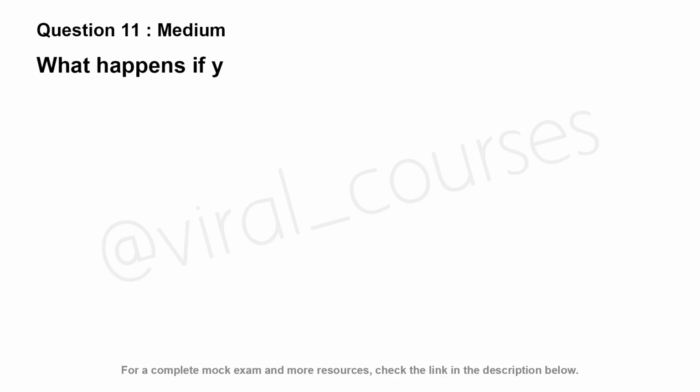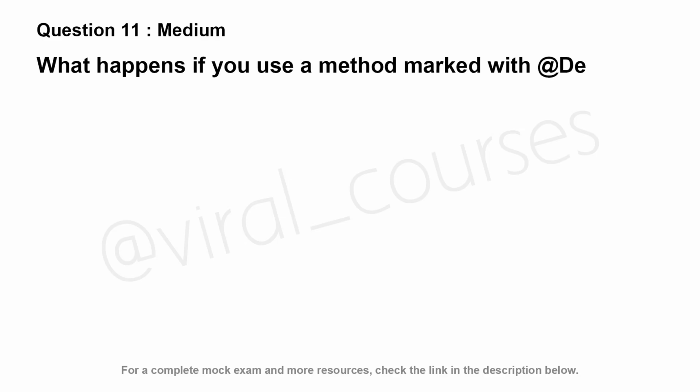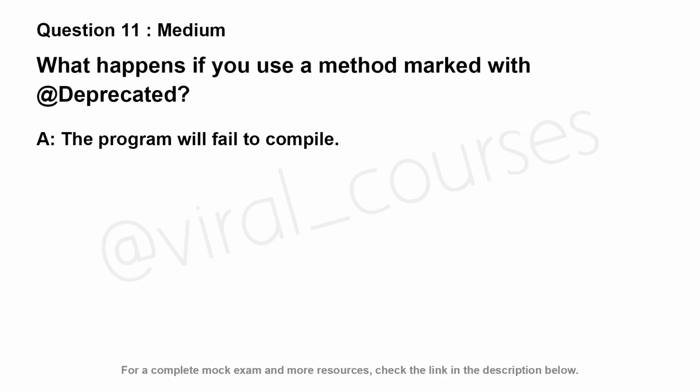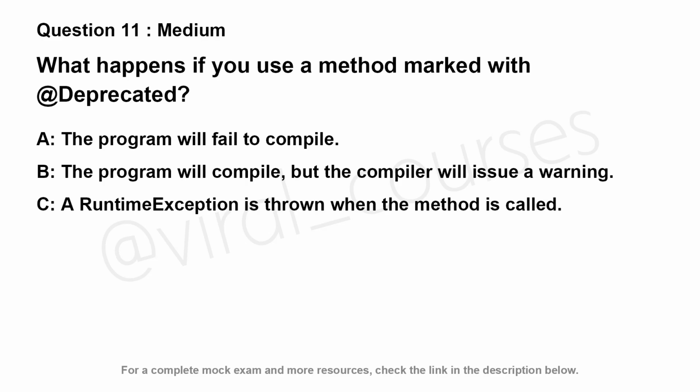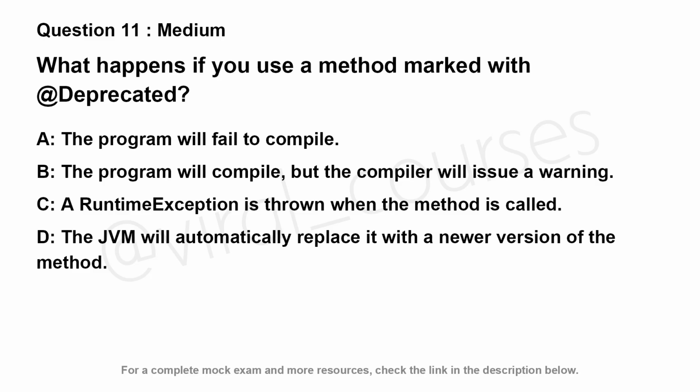What happens if you use a method marked with @Deprecated? Option A. The program will fail to compile. Option B. The program will compile, but the compiler will issue a warning. Option C. A runtime exception is thrown when the method is called. Option D. The JVM will automatically replace it with a newer version of the method.